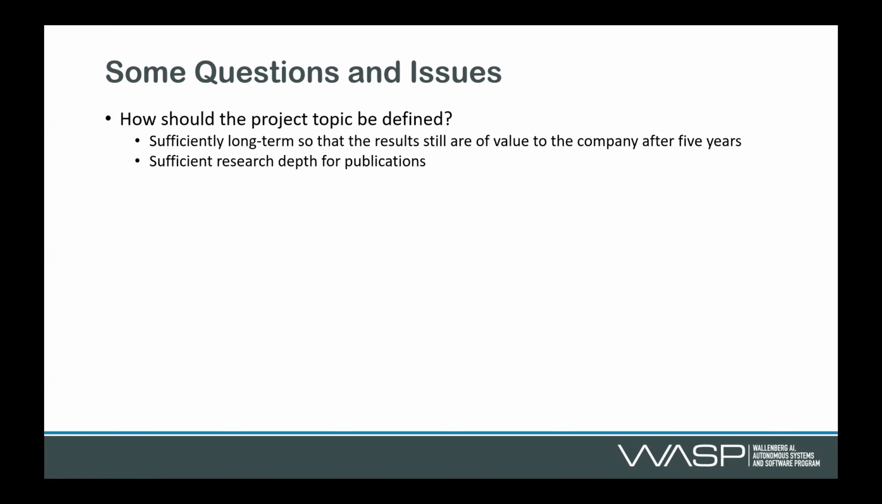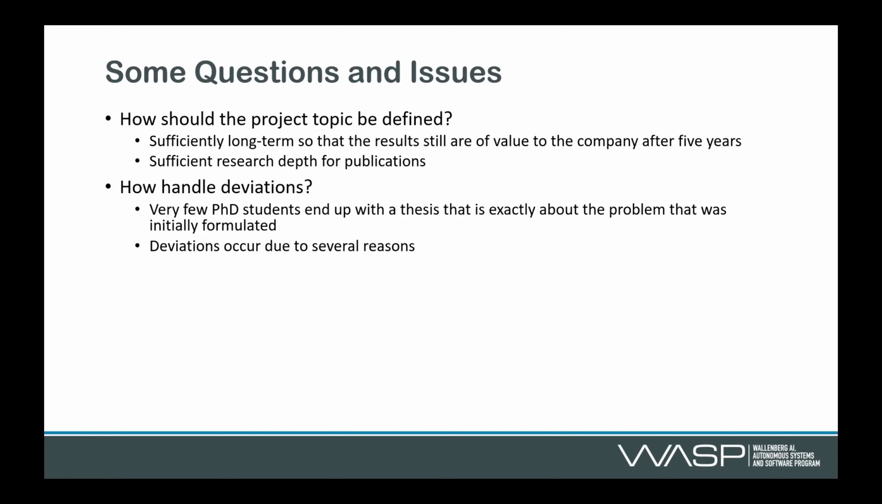Some general further questions. So how should we define the project topic? Well, the project topic should be sufficiently long-term so that the results still are of value to the company after 5 years. Remember, this takes 5 years for the PhD thesis to be ready. Of course, there can be results that you can spin off already earlier, but the main results won't be available until after 5 years. And then the project topic should have sufficient research depth to allow publications. I mean, publications, that's the way researchers communicate with the world and demonstrate what they have been doing.